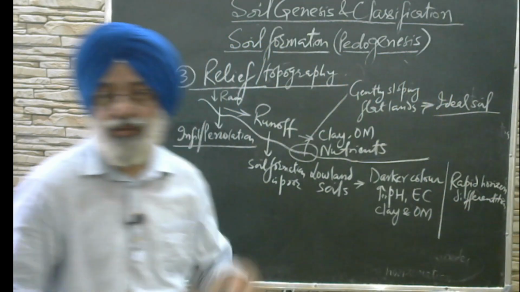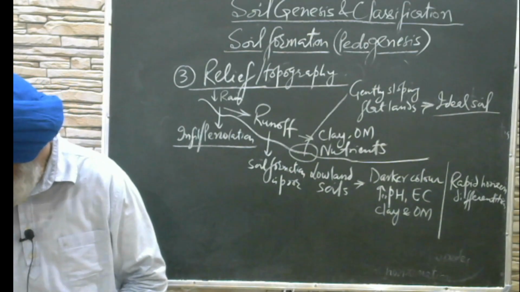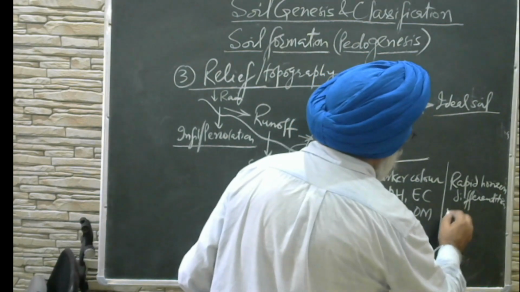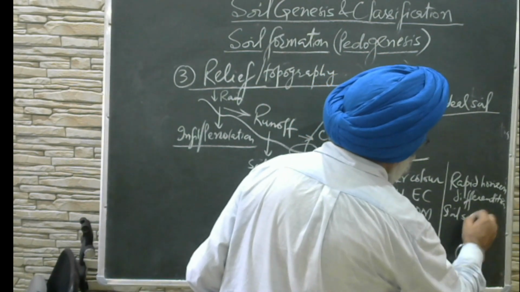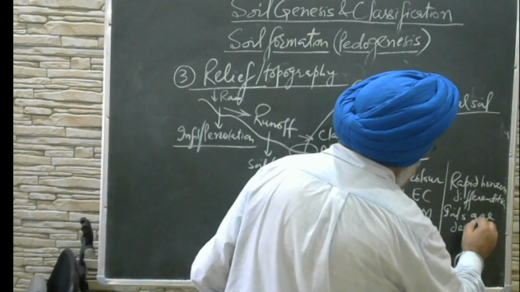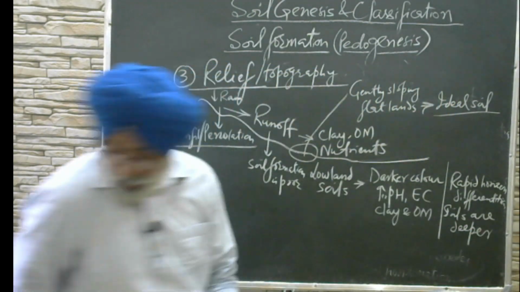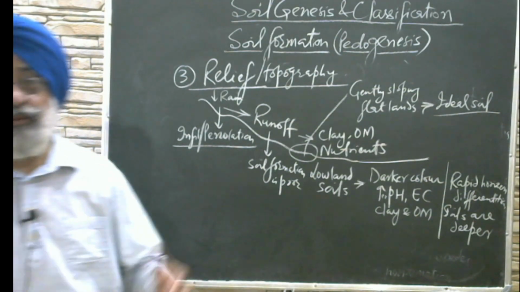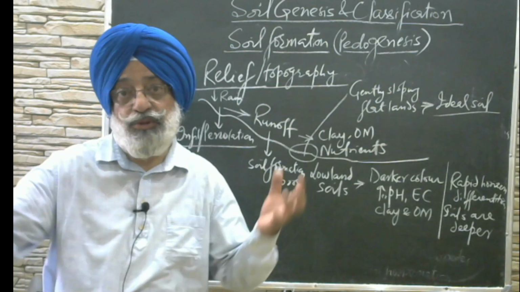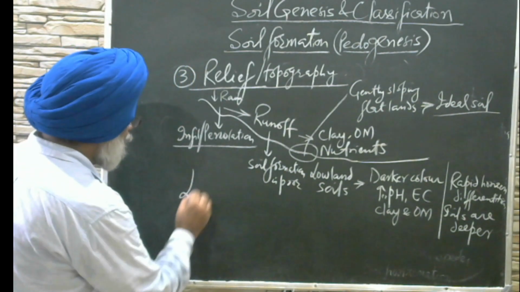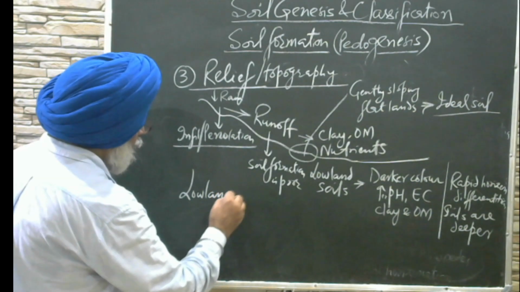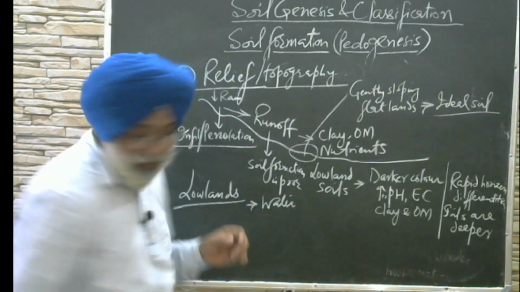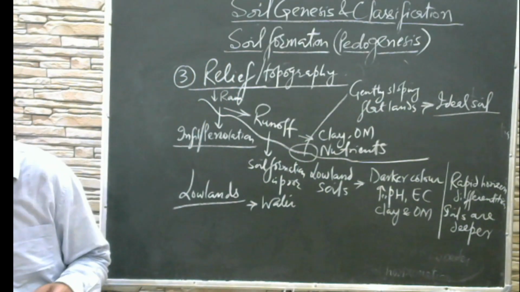Because of the leaching and percolation of the nutrients, soil depth is also higher. Soils are deeper. Whereas in lowlands, this is for the flatlands and lowlands where water stagnates, a sort of depression in lowlands, there is water stagnation, and water is available.